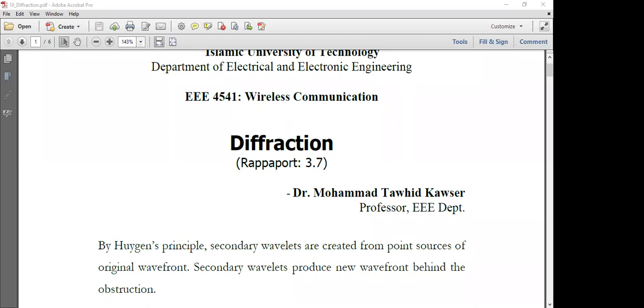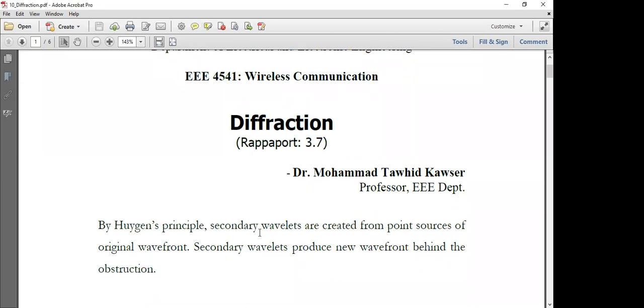Okay, it is already there in the classroom. Now, do you see the slide for diffraction? Is it visible? Yes, sir.